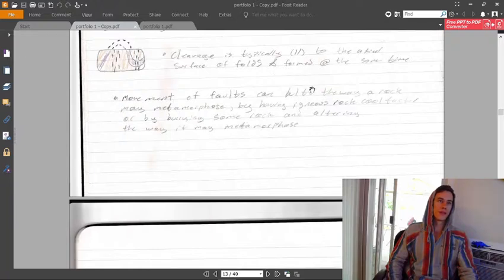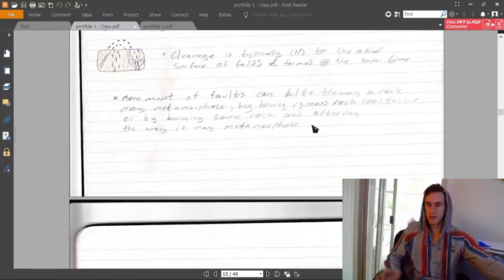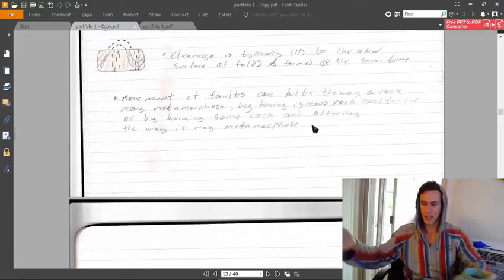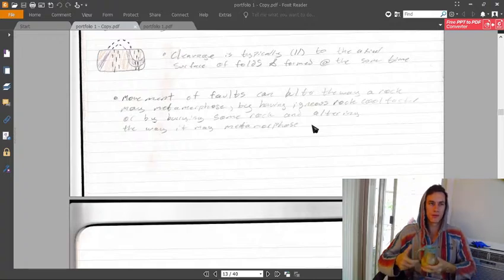Movement of faults can alter the way the rock may metamorphose by having igneous rocks cool faster, or by burying some rocks and altering the way they may metamorphose. So basically, if you move stuff around in a system that has heat and pressure, because it's changing position and changing the amount of pressure and heat that's on it, it won't metamorphose the same way.